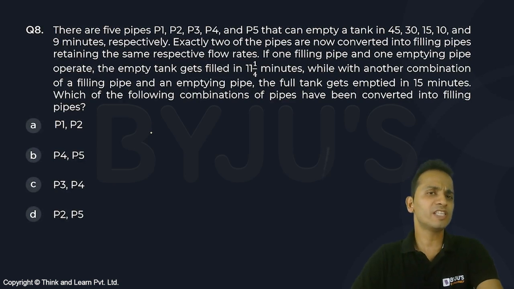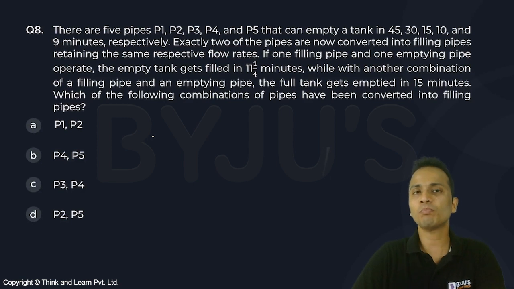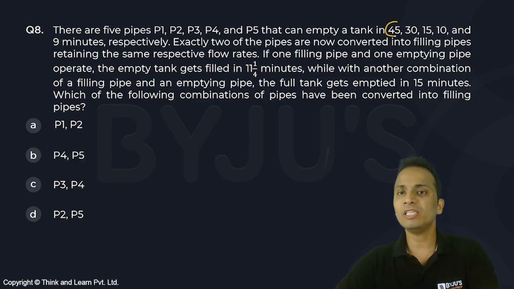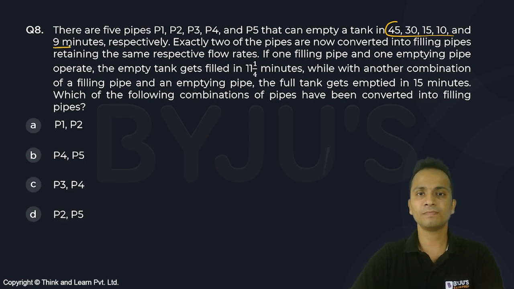Now we have to solve this question tactfully so that there will be less complexity or no complexity as far as the calculations are concerned. Looking at these numbers 45, 30, 15, 10 and 9, these are the number of minutes in which P1, P2, P3, P4 and P5 can empty a tank. The next number into consideration is 11 1 by 4, which is 45 upon 4.